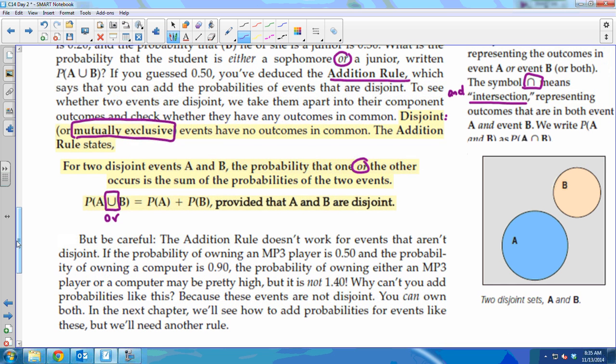Disjoint would be like if you're picking out M&Ms and you're trying to figure out the probability. You know the probability of being green, the probability of being blue. And what's the probability of being a green or a blue? The M&M can never be green and blue. So they're disjoint.